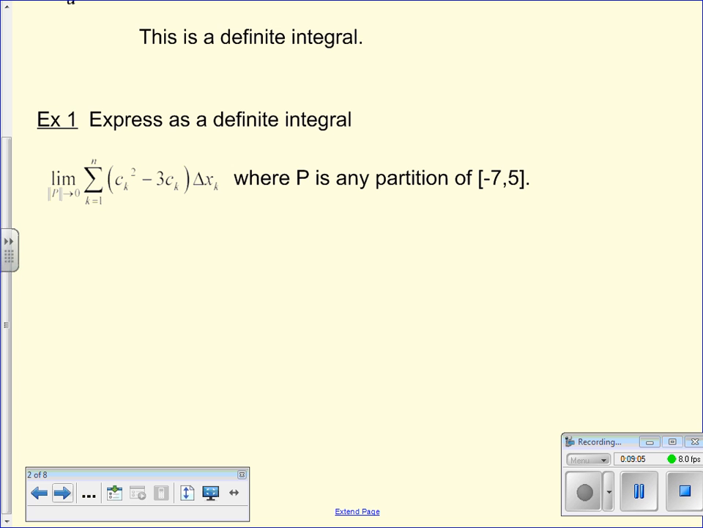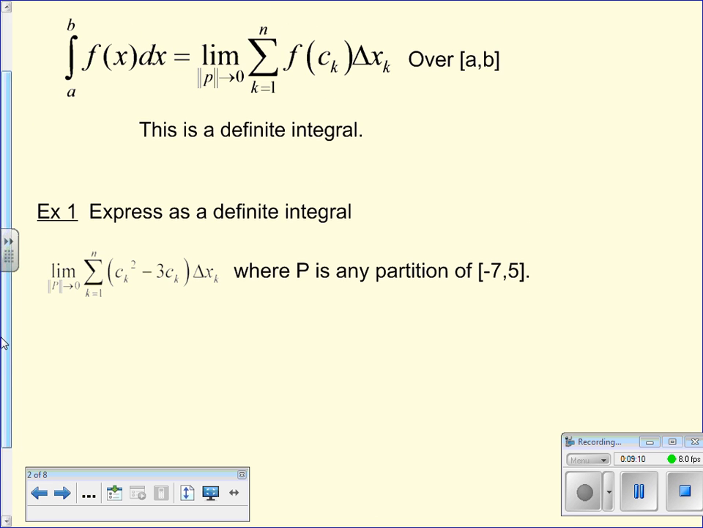Okay, so if I look at what I have here, I want to take this and rewrite it as an integral. So I have the integral. Where do I start my integral? Where does my interval start? -7. So I go from -7 to where do I end? 5. And I'm adding up, this is my function. I'm taking c sub k squared minus 3c sub k.